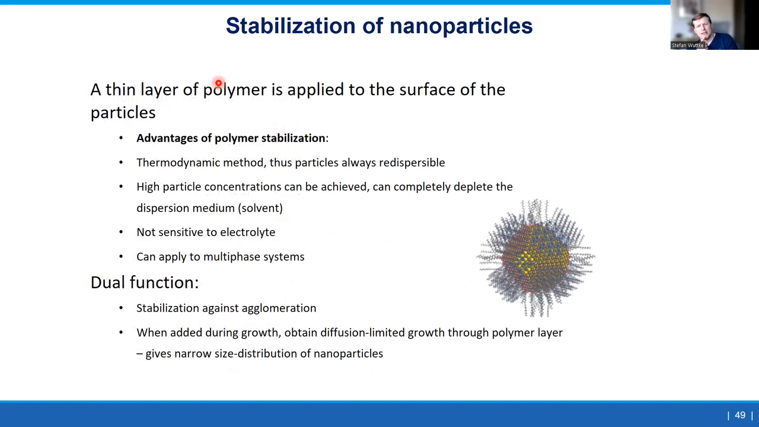Another thing is you functionalize the external surface with polymers. It's a very established concept in nanoparticle chemistry. And you stabilize with this, so that they are not agglomerated anymore. So basically you protect them with a coating or functionalization.